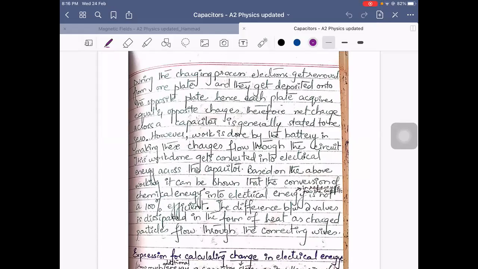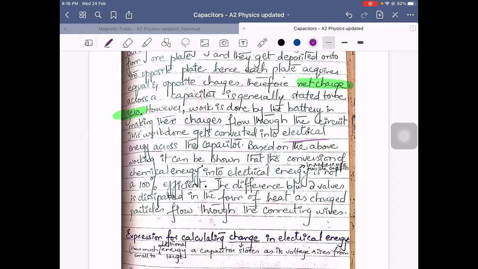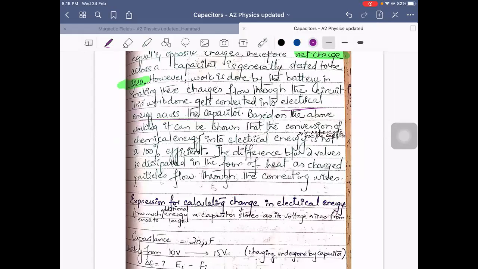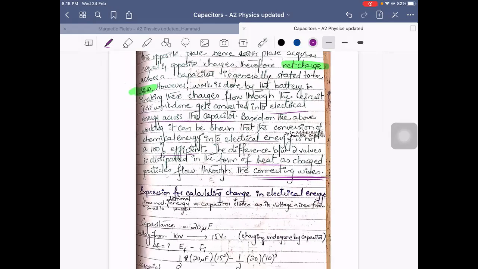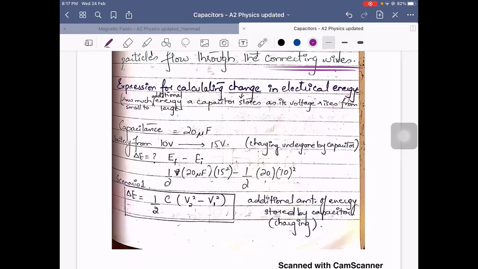Zero net charge, as in all the positives cancel out with all the negatives, right? Equal and opposite charges. However, work is done by the battery in making the charges flow through the circuit. This work then gets converted into electrical energy across the capacitor, and based on the above working, it can be shown that conversion of chemical energy into electrical energy is not a 100% efficient process. The difference between the two values is dissipated in the form of heat as charged particles flow through the connecting wires, right? So, the expression for calculating change in electrical energy, basically how much additional energy a capacitor stores as its voltage rises from small to large.